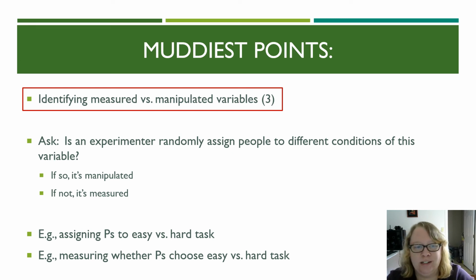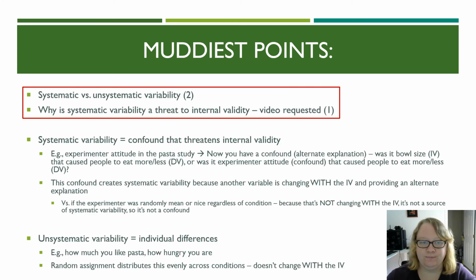So when you're trying to determine measured versus manipulated, you want to ask, is the experimenter randomly assigning people to different conditions, or is it something that's just occurring and you can only measure it, you can't manipulate it? So that's what I recommend you think about when you're trying to decide measured versus manipulated variables.